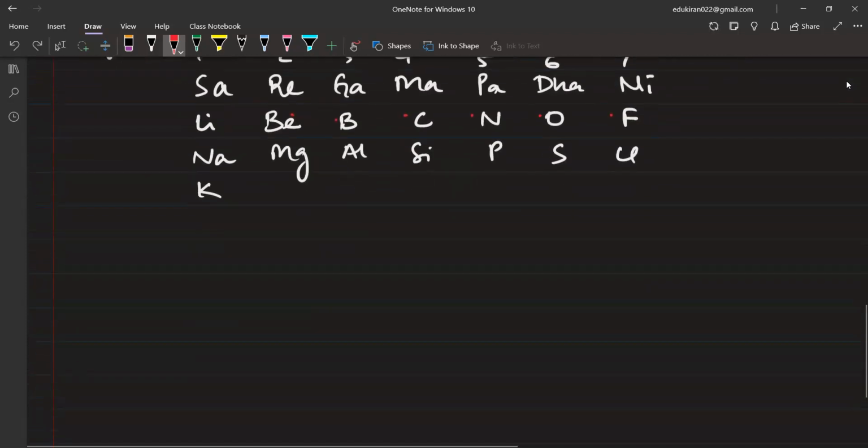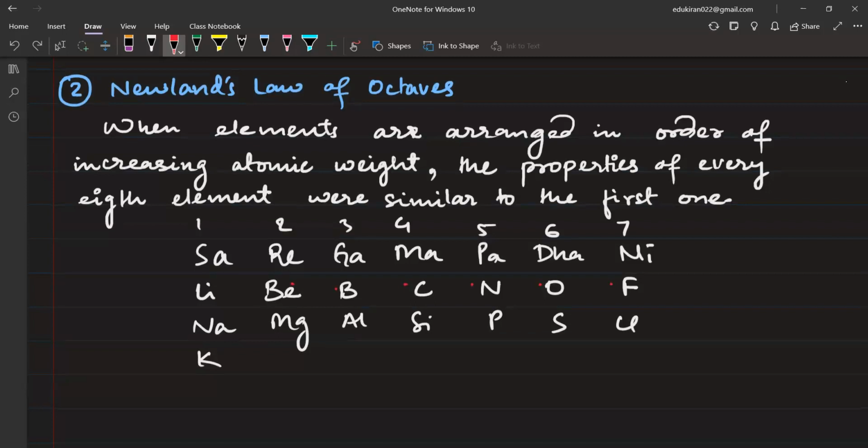Now let us write some drawbacks. So obviously you can see that the first drawback is that after fluorine. Now also one more thing. Who do you think gave the drawbacks for Newland's law of octaves? Who would give the drawback? Newland? No. So the drawbacks come only after something new has been found out.